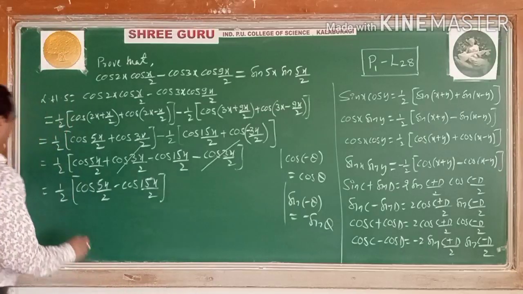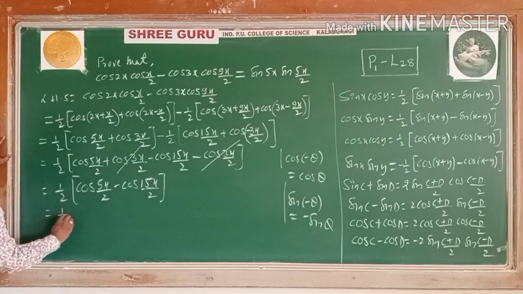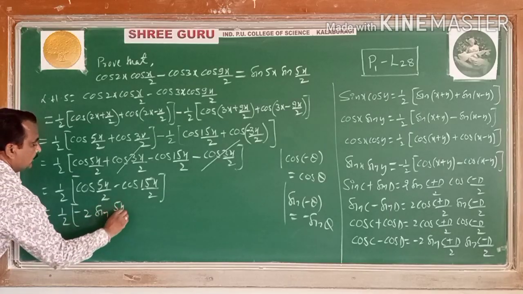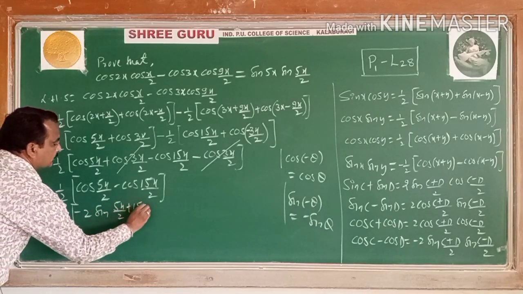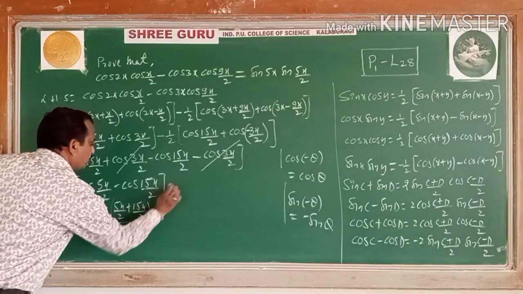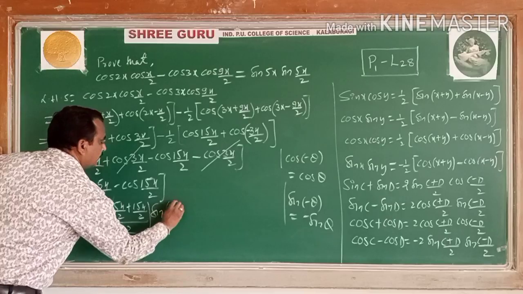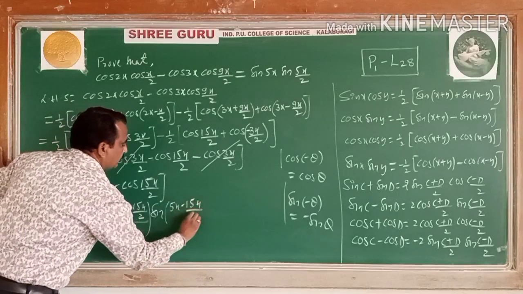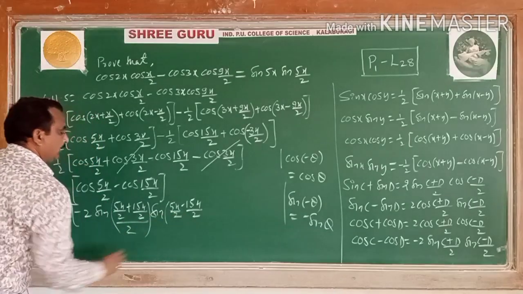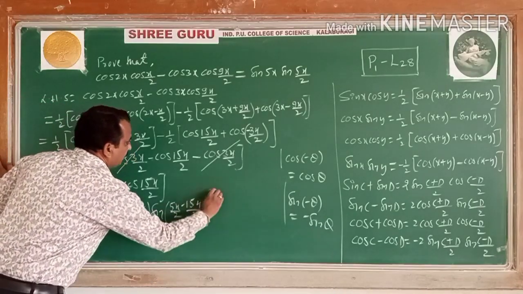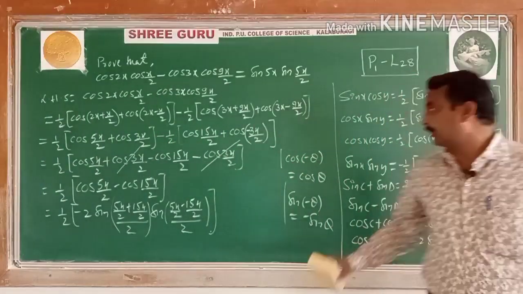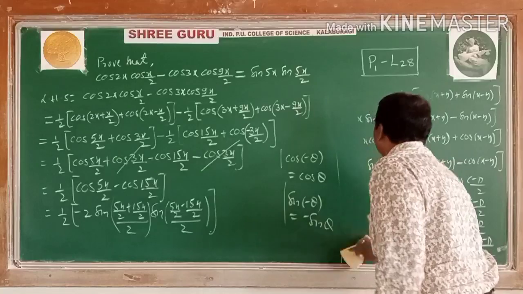Let us apply the formula: both with negative sign, 1 by 2 as it is, minus 2 into sine of C plus D by 2 into sine of C minus D by 2, where C is 5x by 2 and D is 15x by 2, divided by 2. See this simplification, you can follow it clearly. I will remove all these formulas, students. Let us see.